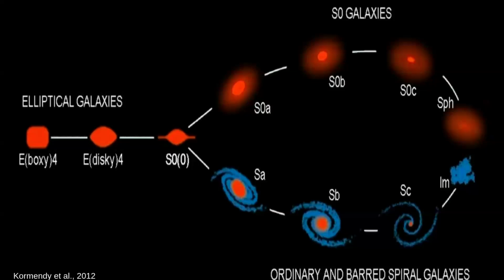So let me start from the first principle. This is the Hubble tuning fork. I guess everyone is familiar with it. But besides being a simple classification scheme for galaxies, it is still difficult to be fully understood. And the reason for that is because it includes a number of correlations and dichotomies between different galaxy properties.